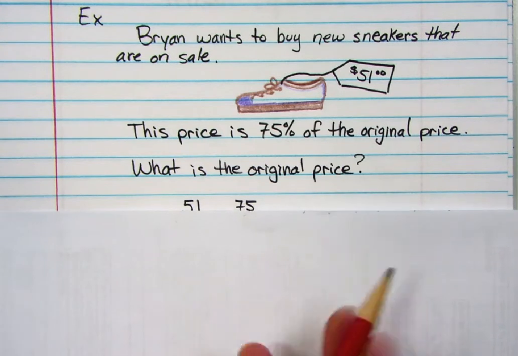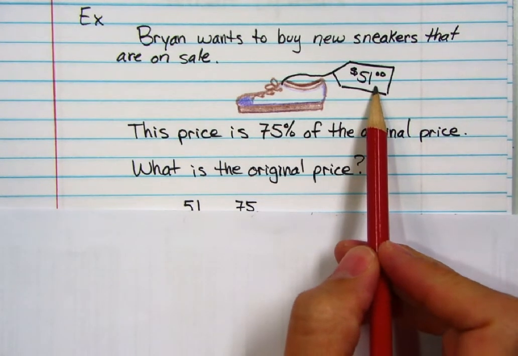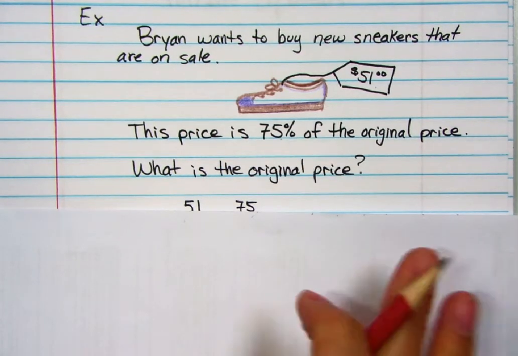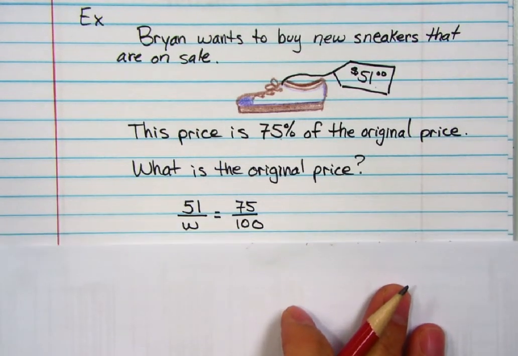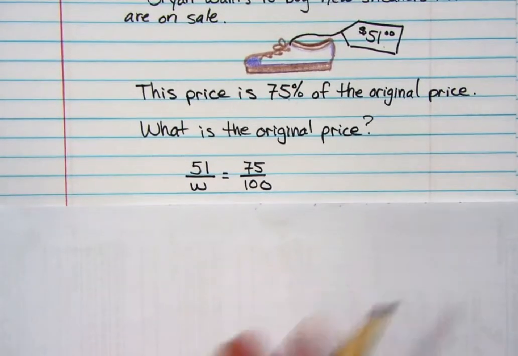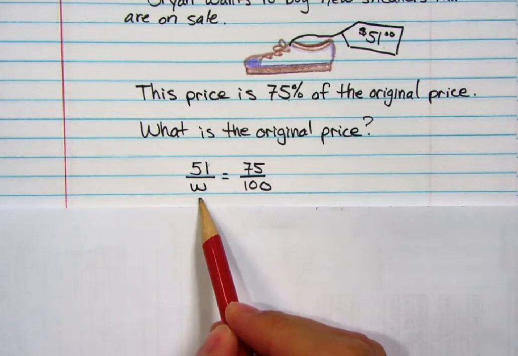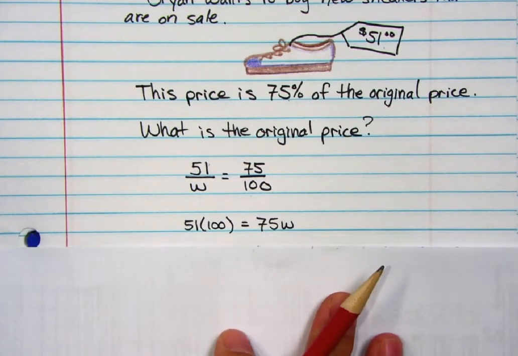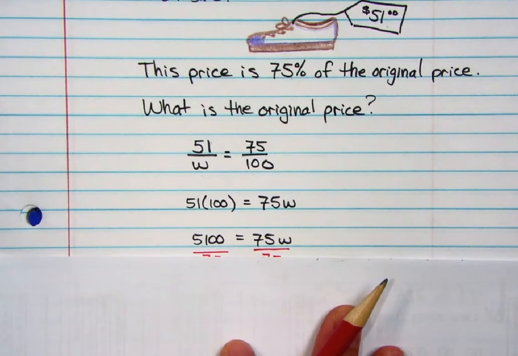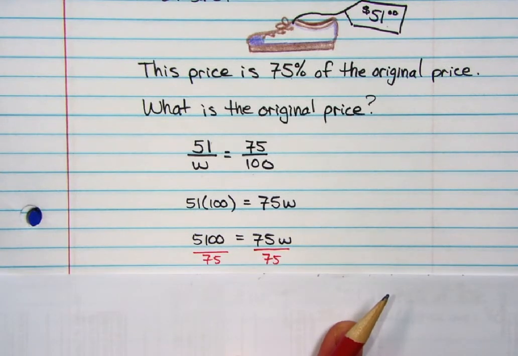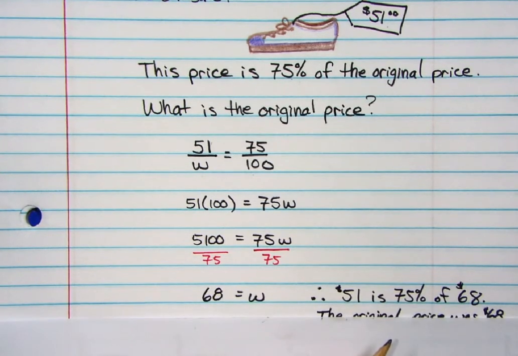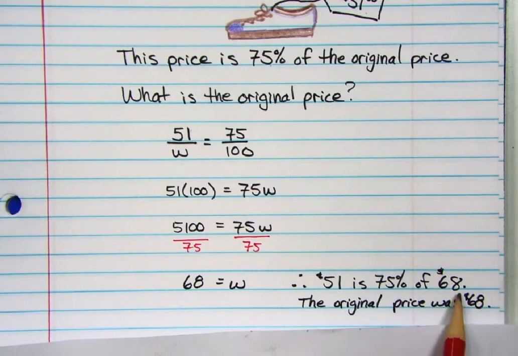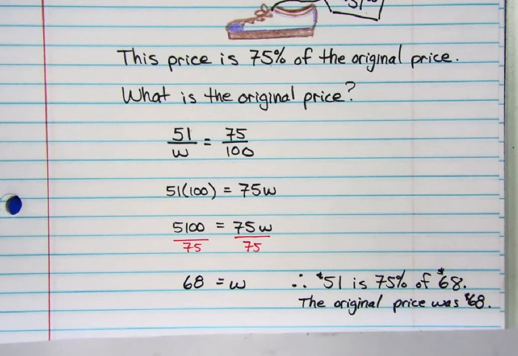So I set this up. Look, I have the part. I have the percentage. I just don't have the whole number. I don't know where it originally started at. So I set it up just like this. I go 51 out of the whole price is equal to 75%. So I set it up, I cross multiply, I simplify, and I divide by my coefficient, and I find out my answer is 68. So therefore, $51 is 75% of $68. The original price was $68.